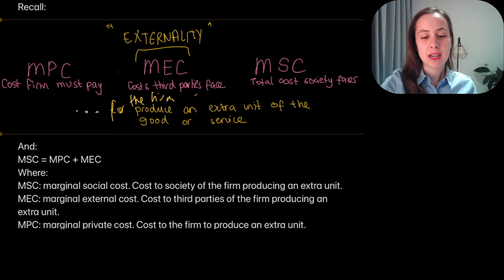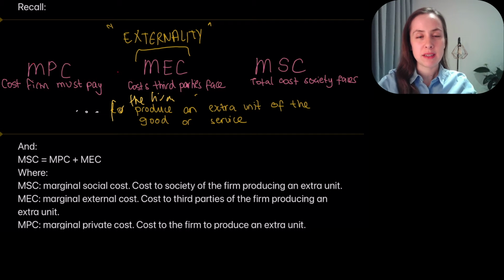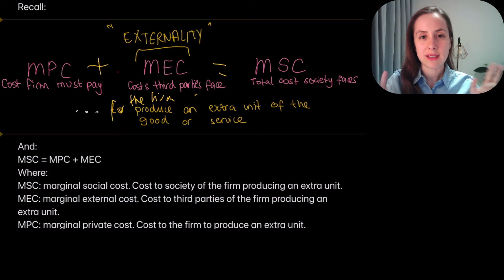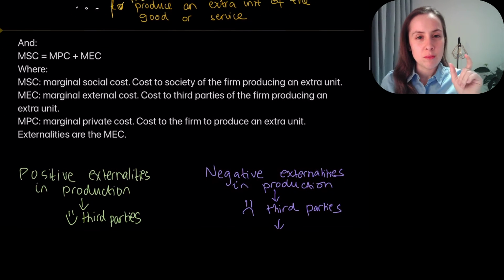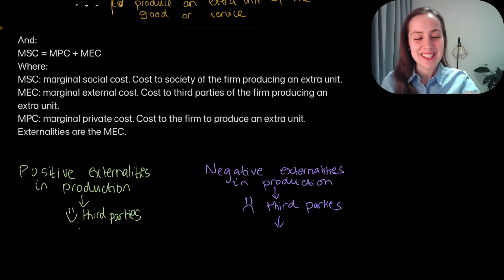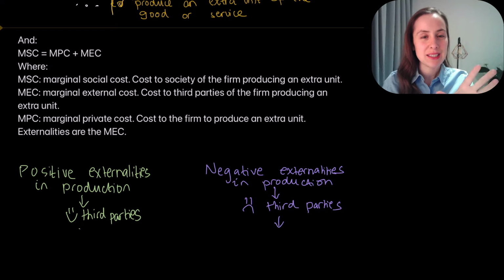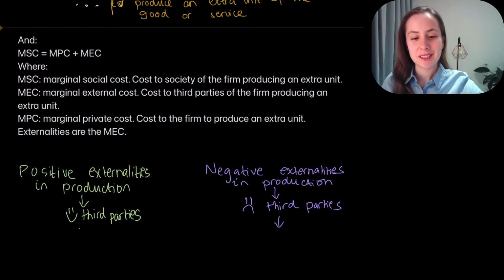And then remember, you can add these up. If you add these up, MPC plus MEC, you get the MSC. And this thing in the middle, the MEC, marginal external cost, is actually what we know as the externality. And this is about supply. So actually this is the externality in production. If you want to remind the words: MSC, marginal social cost, MEC, marginal external cost, MPC, marginal private cost. Now that we've got that, let's take a look.